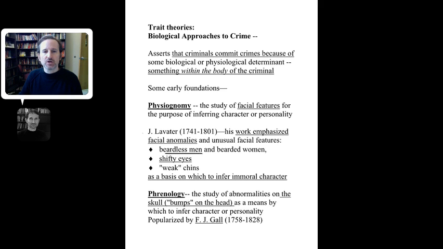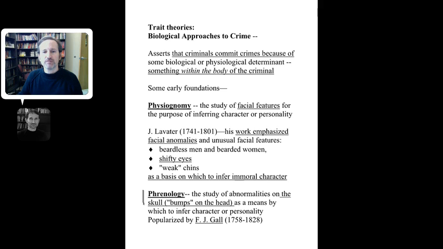So as I just said a minute ago, beardless men, bearded women, you have to be on the lookout for those types, right? Shifty eyes and weak chins, and these are the bases upon which to infer some type of character flaw, immoral character, okay? That's the face.